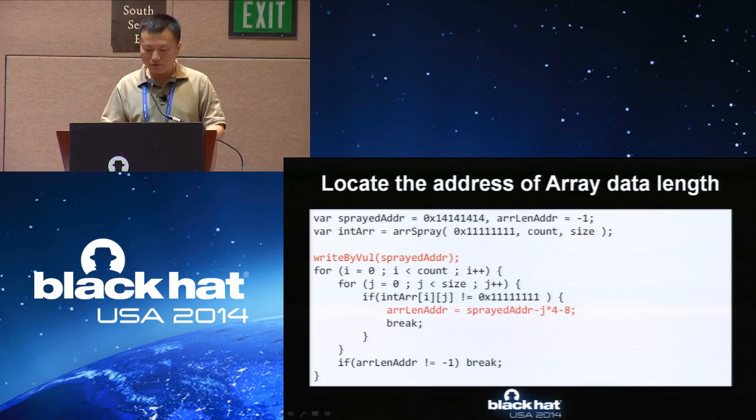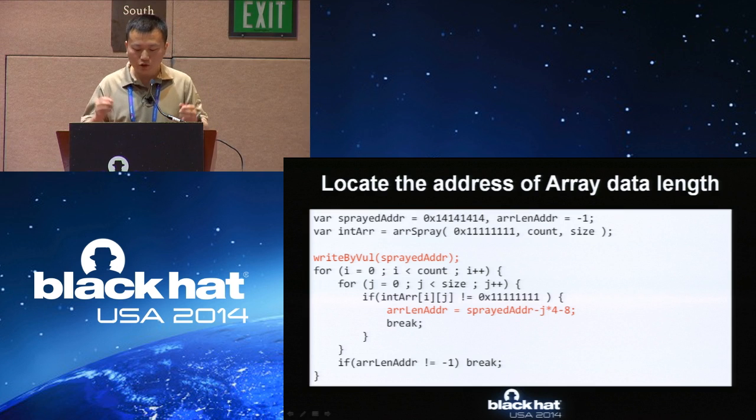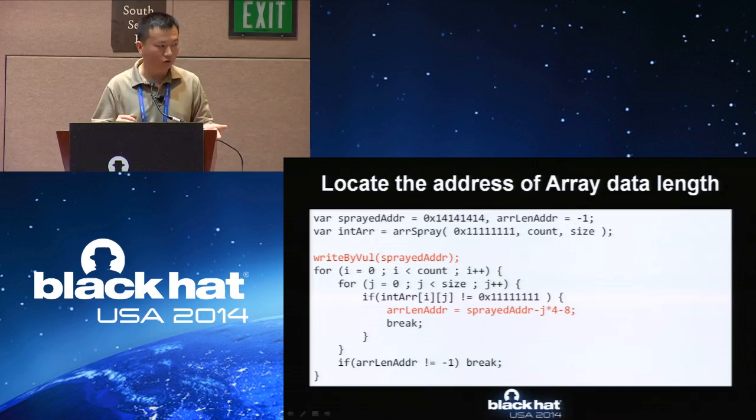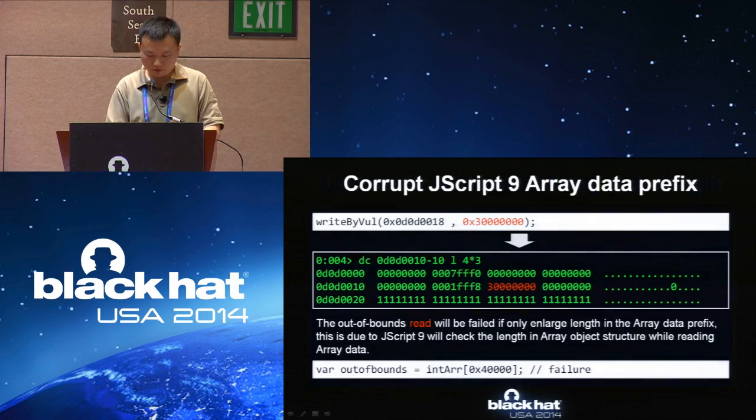Locating array data length is very similar to locating BSTR length. Just write a sprayed address, then check each number value. Find out which one was changed, and calculate the offset to the initial of the array. And then we got it.